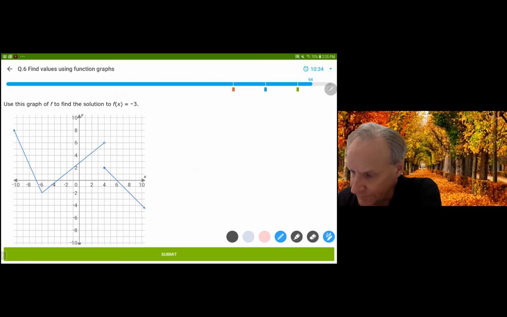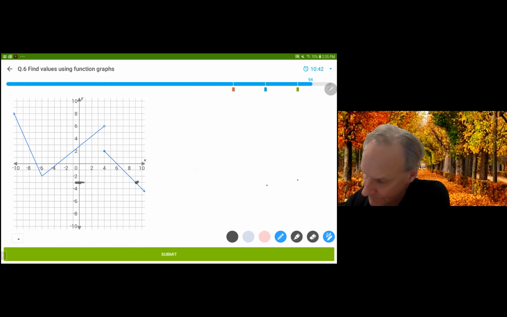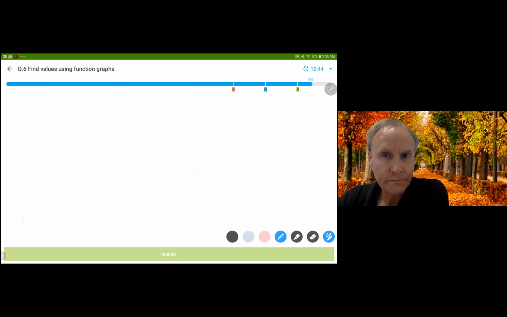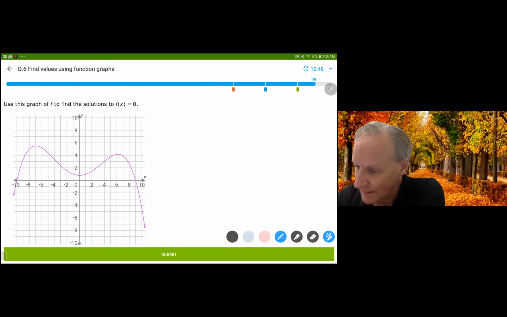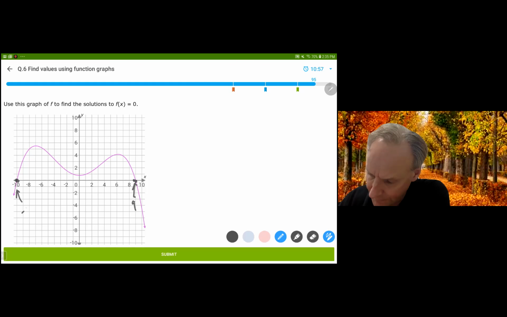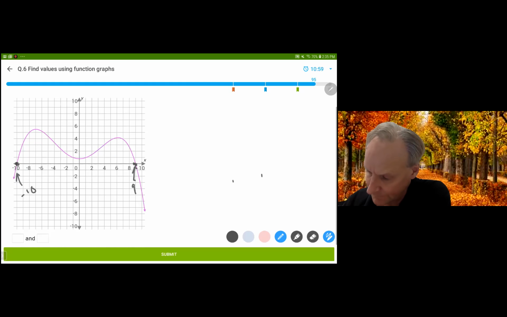F of x equals -3. So we're interested in this y value, and that only happens right there at x equal to 9. F of x equals 0 at -10 and 9. That's 9. And that one over there is -10 for the x's.